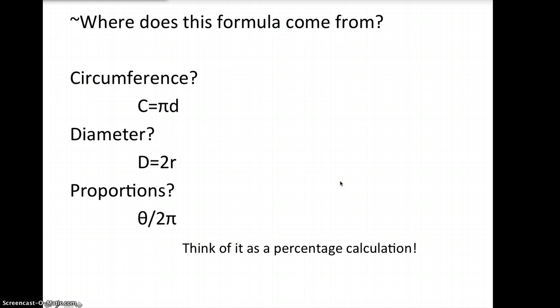And then there's the proportion, and you can think of it as a percentage calculation. It's just theta over 2 pi. Again, it's the degrees or radians over the total degrees in that circle once around, because you could have more than one. You could go around multiple times.